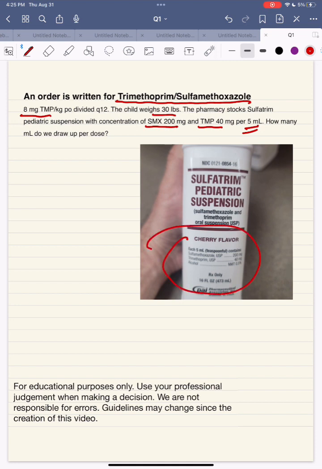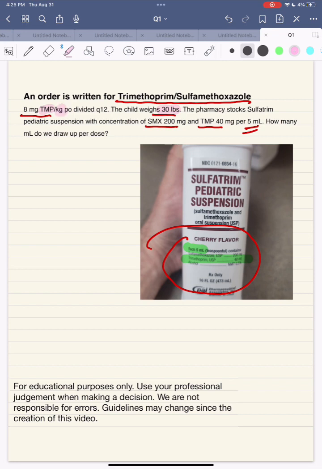Look at the bottle. It's per 5 ml. Trimethoprim 40 milligrams per 5 ml. Sulfamethoxazole 200 milligrams per 5 ml. We dose based on trimethoprim. So one of the trademarks here is Sulfatrim. You also might know it as Bactrim.